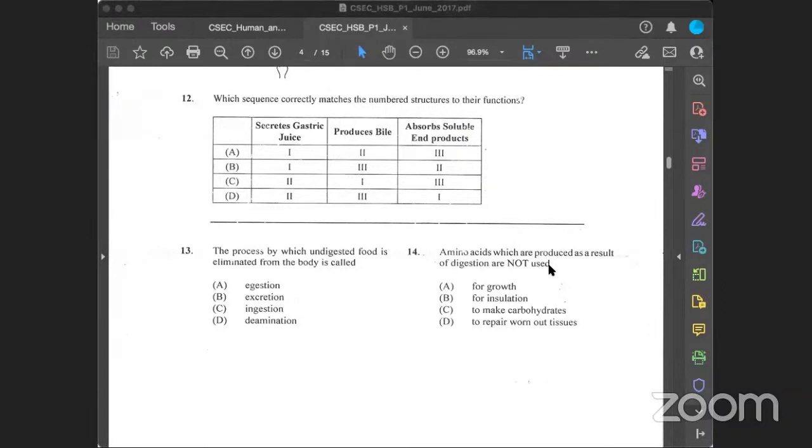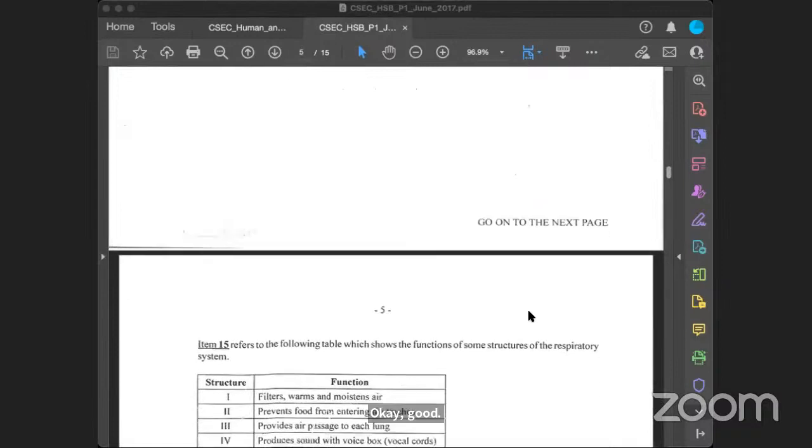To repair worn out tissues. Are not used? Please read the question again. Amino acids which are produced as a result of digestion are not used to make carbohydrate. Okay, good. I can work with that one. So C.